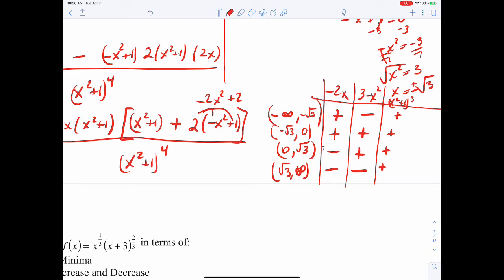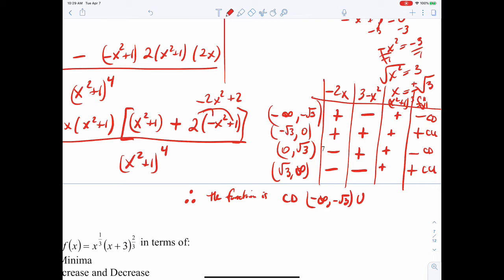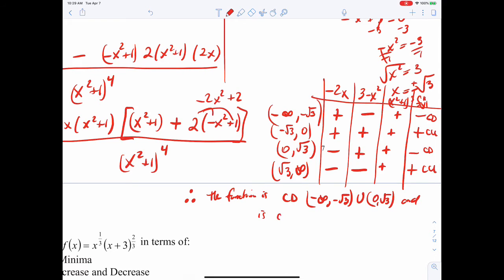So therefore, our second derivative is positive times the negative is negative. Negative times the positive is negative. And then all positives. Negative times positive is negative. Negative times positive is negative. And then the last one, negative, negative, positive. Positive times positive is positive. So it is concave down, concave up, concave down, concave up. So with respect to concavity, the function is concave down from negative infinity to negative root 3, or from 0 to root 3, and is concave up from negative root 3 to 0, or root 3 to infinity.